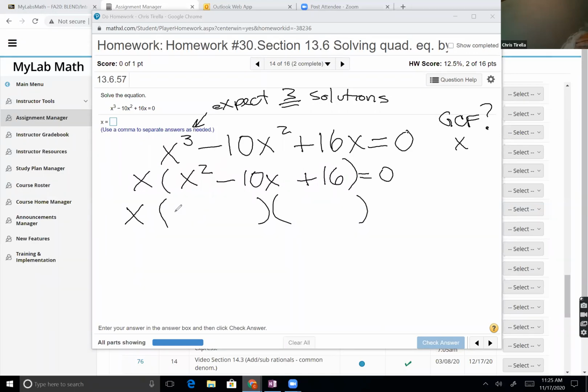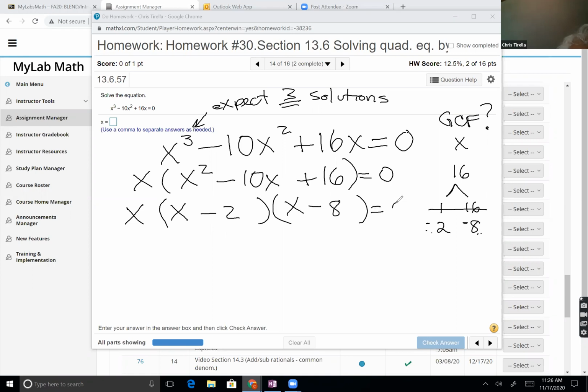To get x squared, it's going to be x times x. To get 16, it's a positive 16, so my signs are the same. 1 and 16 don't add to 10. 2 and 8, well, 2 and 8 do add to 10. If I make them both negative, negative 2 times negative 8 do multiply to positive 16 and add to negative 10.